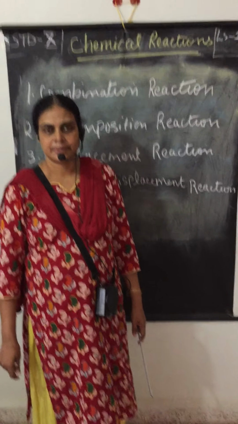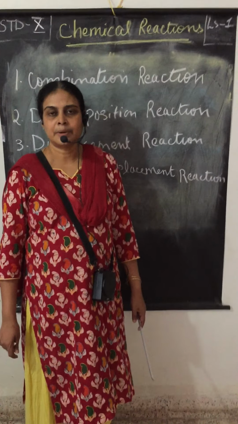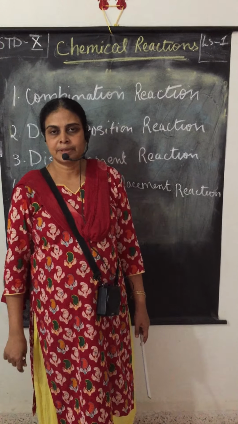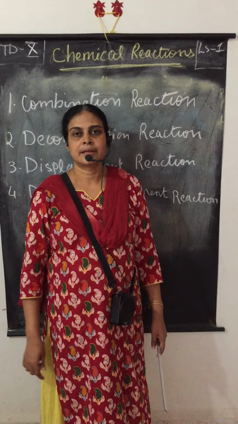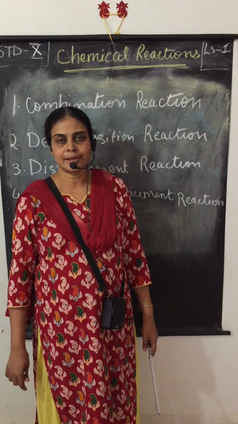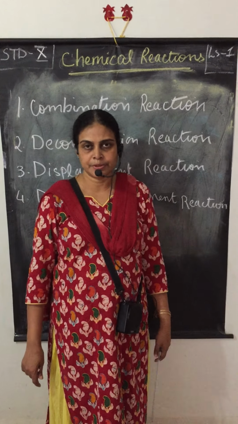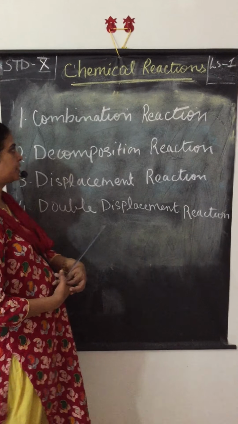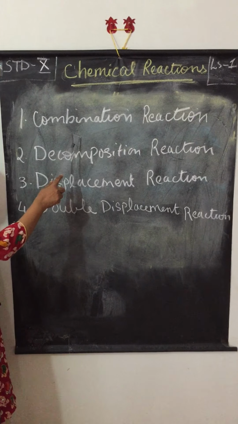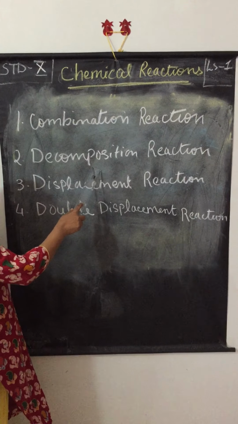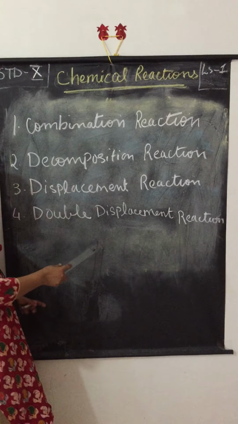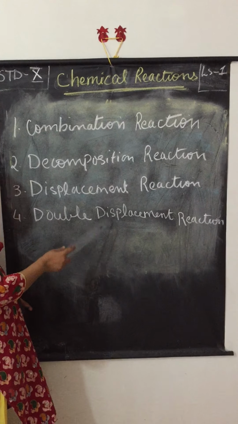Please cooperate with me. Today I am going to teach about chemical reactions, the continuation of that chapter of Standard 10. We have already discussed chemical reactions and balancing the equation. Today we will discuss the different types of reaction: combination reaction, decomposition reaction, displacement reaction and double displacement reaction. One by one we will discuss.